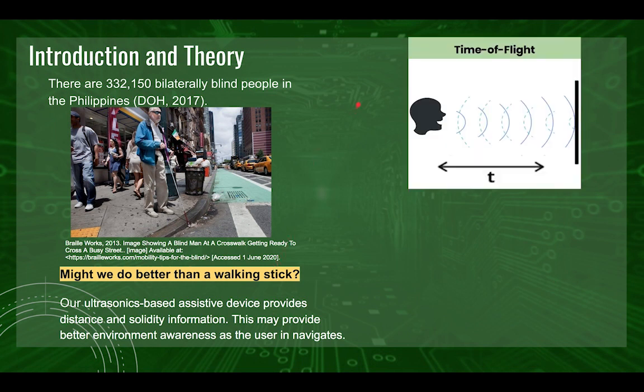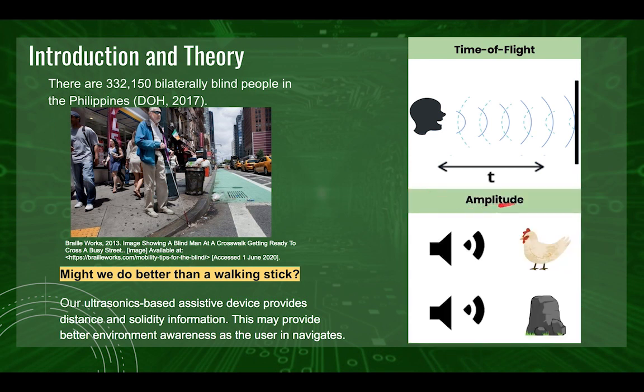Distance is given by calculating for the time of flight, which is done by multiplying the time it takes for the wave to return, and the speed of sound, which is 343 meters per second at 25 degrees on sea level, and dividing it by 2. On the other hand, the amplitude of the echo is determined by the ratio of the impedance mismatch of the object and the medium in which the waves are transmitted, which is, in our case, air.